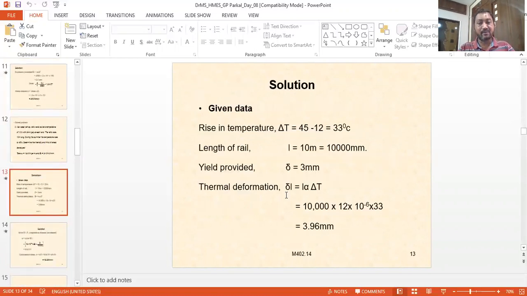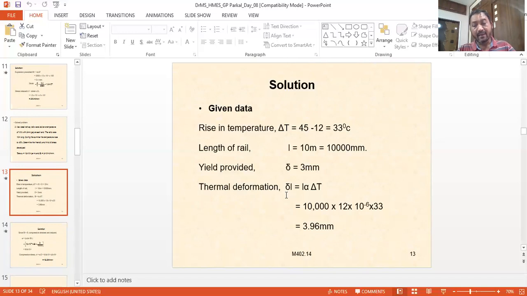Now coming to the solution, first we have to write down the given data from the problem. The initial temperature T1 is 12 degrees centigrade. Final temperature T2 is equal to 45 degrees centigrade. Here the increase in temperature delta T is equal to T2 minus T1, that is 45 minus 12, which is equal to 33 degrees centigrade. So that is the change in temperature.